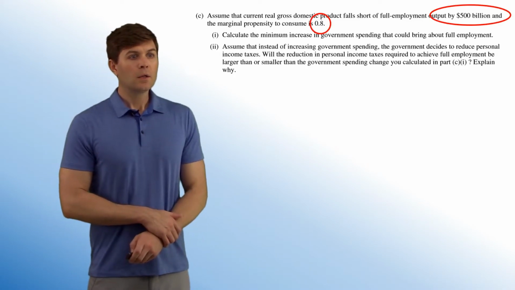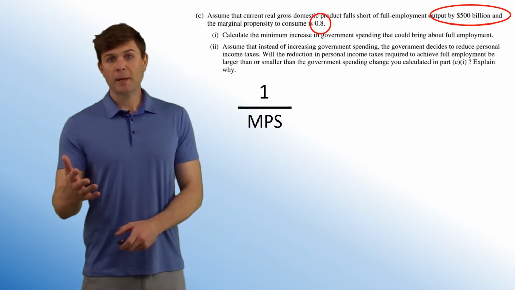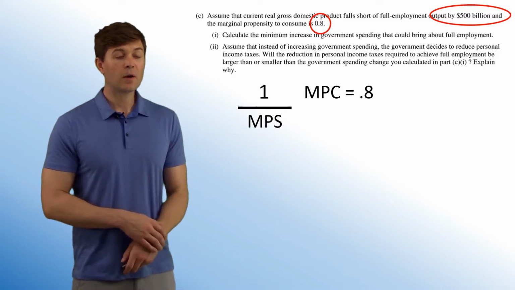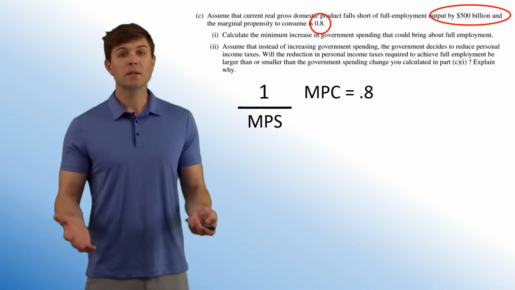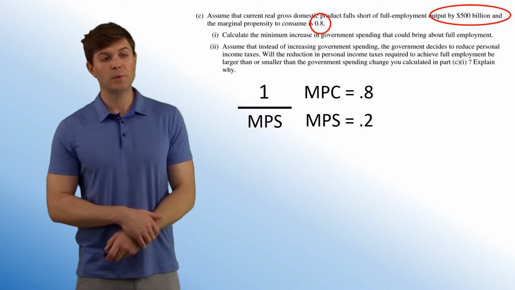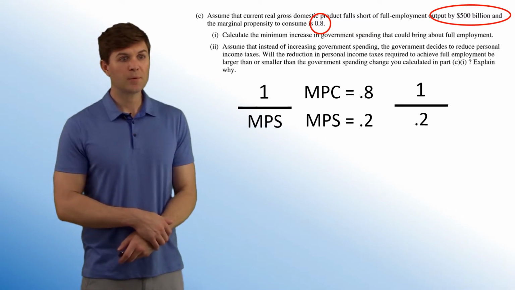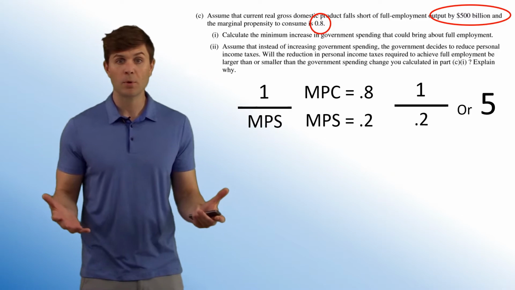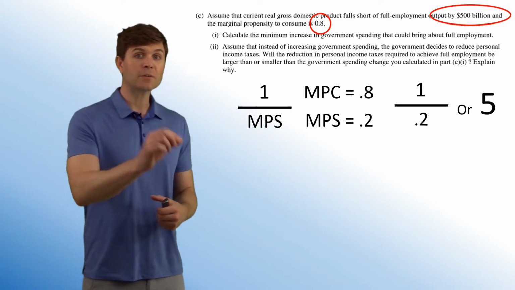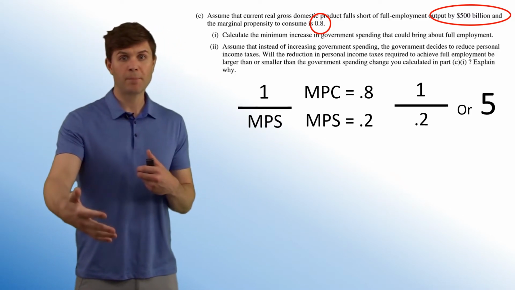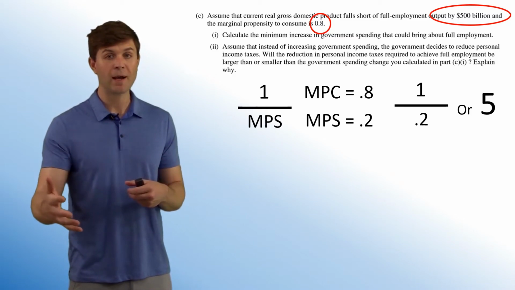All right. So we know that the spending multiplier is 1 over the MPS. Our MPC is 0.8. So to get our MPS, we take 1 minus our MPC, we get our MPS of 0.2. That means 1 over 0.2, or 5, is our multiplier. So we know that every dollar spent by the federal government is going to get multiplied by 5. So $1 turns into $5.